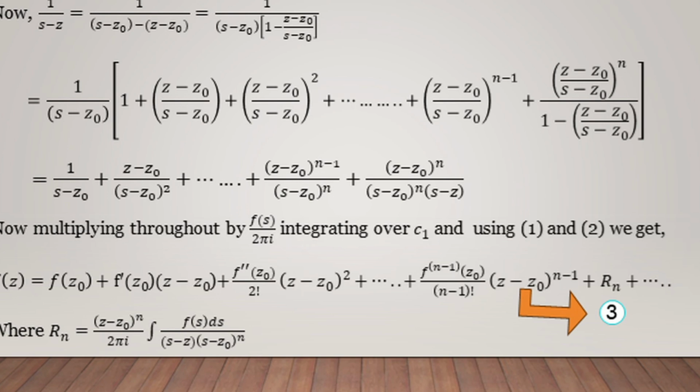Now with that we will get f of z equal to f of z0 plus f dash of z0 into z minus z0 plus f double dash of z0 divided by 2 factorial into z minus z0 the whole square plus etc. plus f of n minus 1 of z0 divided by n minus 1 factorial into z minus z0 power n minus 1 plus Rn. Now let us name Rn equal to z minus z0 power n divided by 2 pi i integral of f of s ds divided by s minus z into s minus z0 power n. Let us keep this equation as Rn.